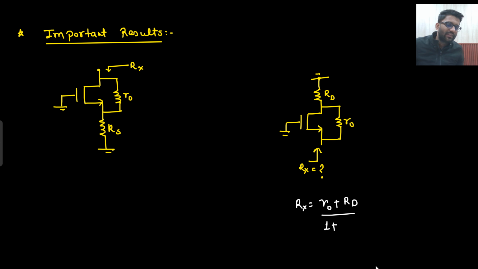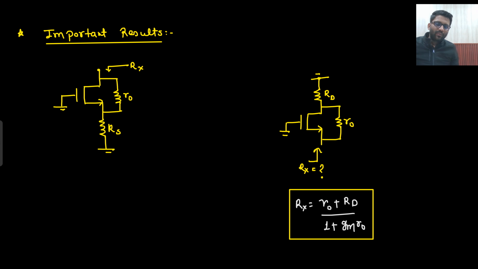In that manner you can remember. Looking from the source, this is the resistance. And looking from the drain, what is the resistance? R naught plus Rs plus Gm R naught Rs.